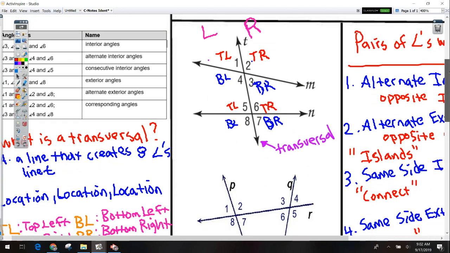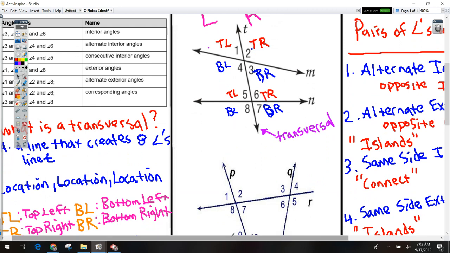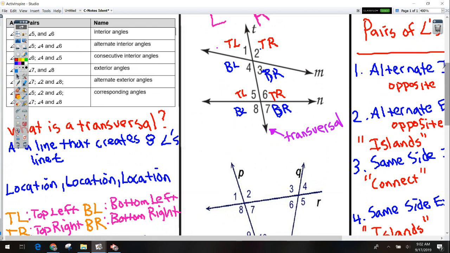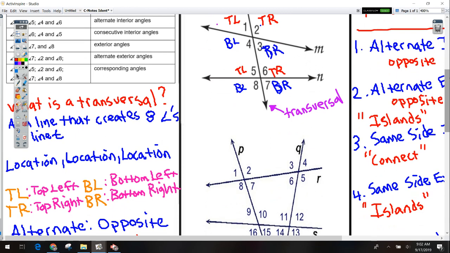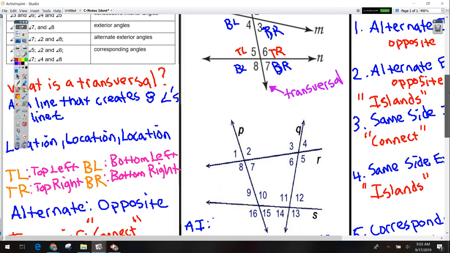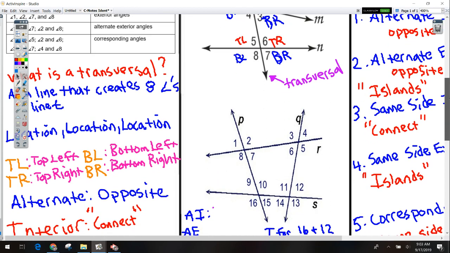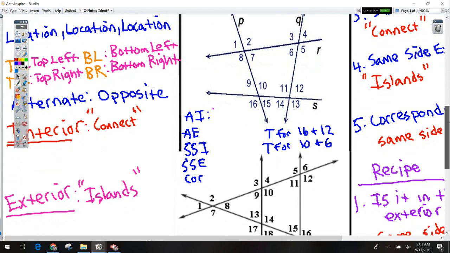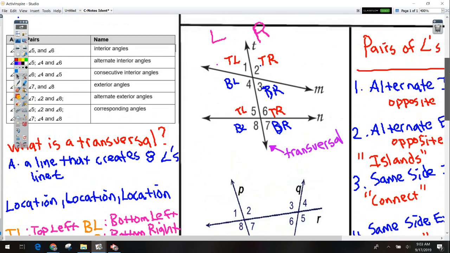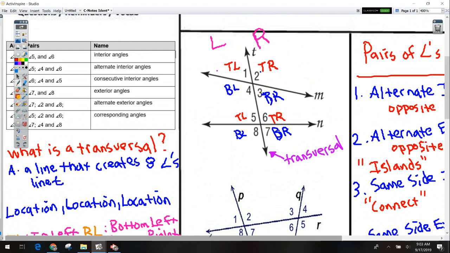So if you look over here on the left, we have the vocab that we talked about. Transversal is the line that creates 8 angles. We'll talk about how you establish the pair by looking at the location, location, location. We talked about what the acronyms TL and TR are. Remember the alternate, the synonym word is opposite. Interior, you can connect to another angle. Exterior, on islands. So let's look at our special pairs.